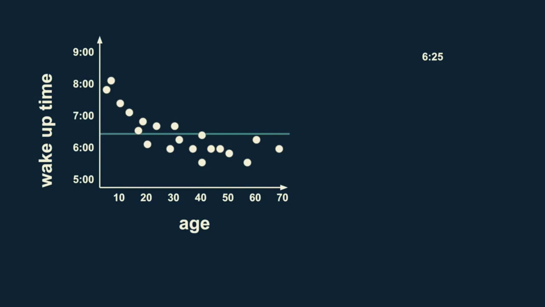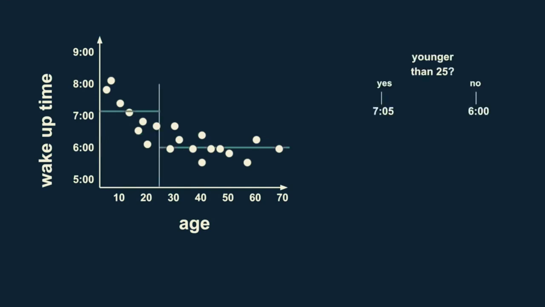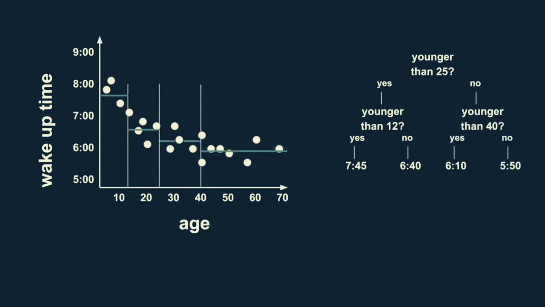This is the root of the decision tree. A reasonable first split is at age 25. On average, people younger than 25 wake up at 7:05, and people older than 25 wake up at 6 o'clock. There's still a lot of variation in the younger group, so we can split it again. Now the people younger than 12 can be estimated to wake up at 7:45, and people between 12 and 25 can be estimated to wake up at 6:40. The over 25 group can be meaningfully subdivided too. Those between 25 and 40 wake up on average at 6:10, and those between 40 and 70 wake up on average at 5:50.